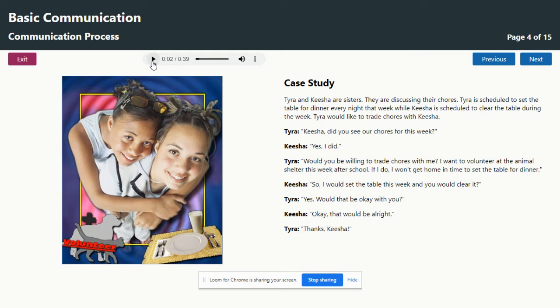Tara says, "Keisha, did you see our chores for this week?" Keisha said, "Yes, I did. Tara, would you be willing to trade chores with me? I want to volunteer at the animal shelter this week after school. If I do, I won't get home in time to set the table for dinner." Keisha says, "So I would set the table this week and you would clear it." Tara said, "Yes, would that be okay with you?" Keisha says, "Okay, that will be all right." And then Tara says, "Thanks."